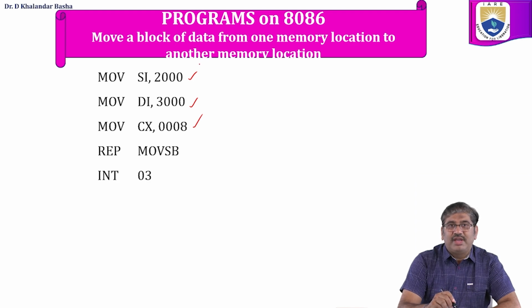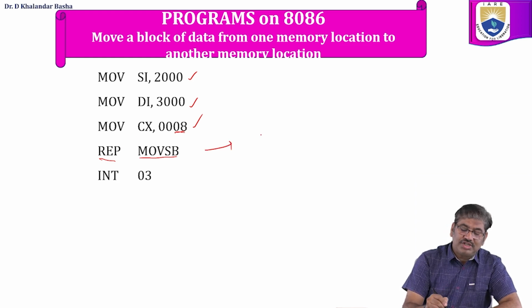Next, how many data we are having in the source string, that count we are going to load into the CX register by using the instruction MOV CX, 0008H. For moving the data from the source to destination, we use MOVSB. As we want to move multiple data, we will proceed with REP. So this MOVSB will be repeated until CX is equivalent to 0. So here no need of any explicit instruction, because REP, once it is executed, will decrement and again jump. So the equivalent instruction is to move the data from the source to destination.